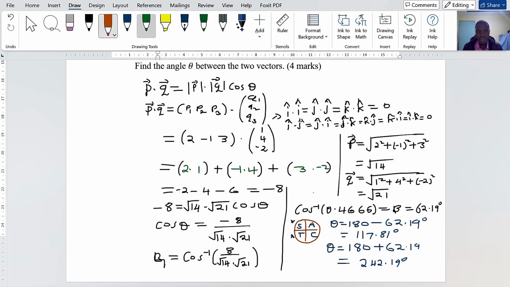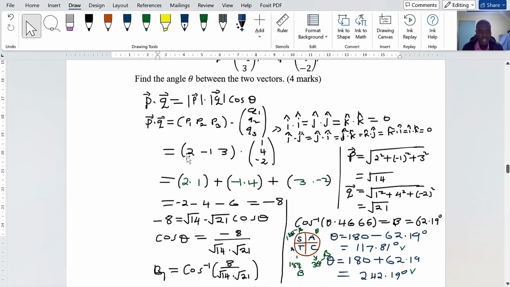Our beta is here. Then here is 180 minus beta, and here is 180 plus beta. And this place is 360 minus beta. So since cos is only negative in the second and the third quadrant, our two answers are this and that. And that is the end of revision 2, which is on dot and cross products.